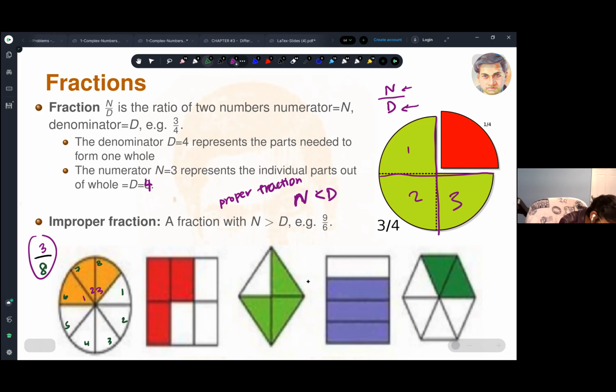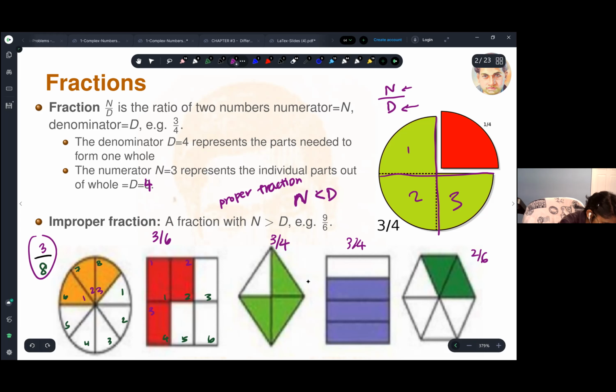Likewise, we can do the rest of them. I'm going to count first. 1, 2, 3, 4, 5, 6, and the shaded are 1, 2, 3. So it's 3 out of 6. I'm just going to write that. This is similar to the example we did, so that's 3/4. This is also 3/4. And this one is 2/6, if you do the counting.